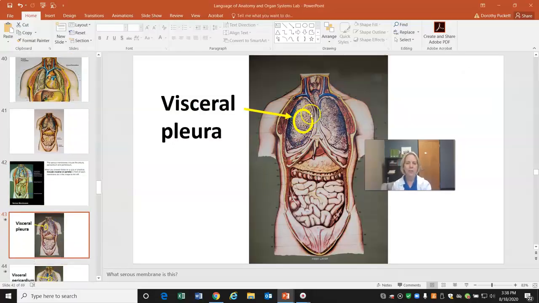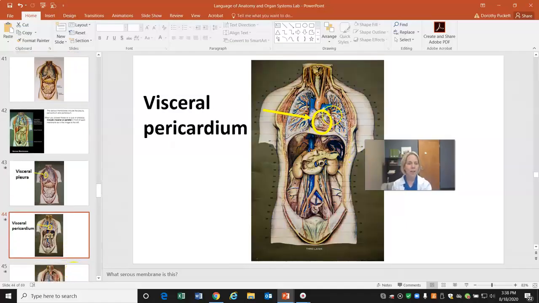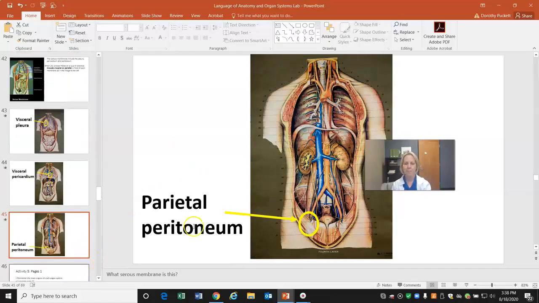So we can see here directly on the lung, visceral pleura, and here on the heart, visceral pericardium. This is pointing to a lining of the abdominopelvic cavity, so this would be parietal peritoneum.